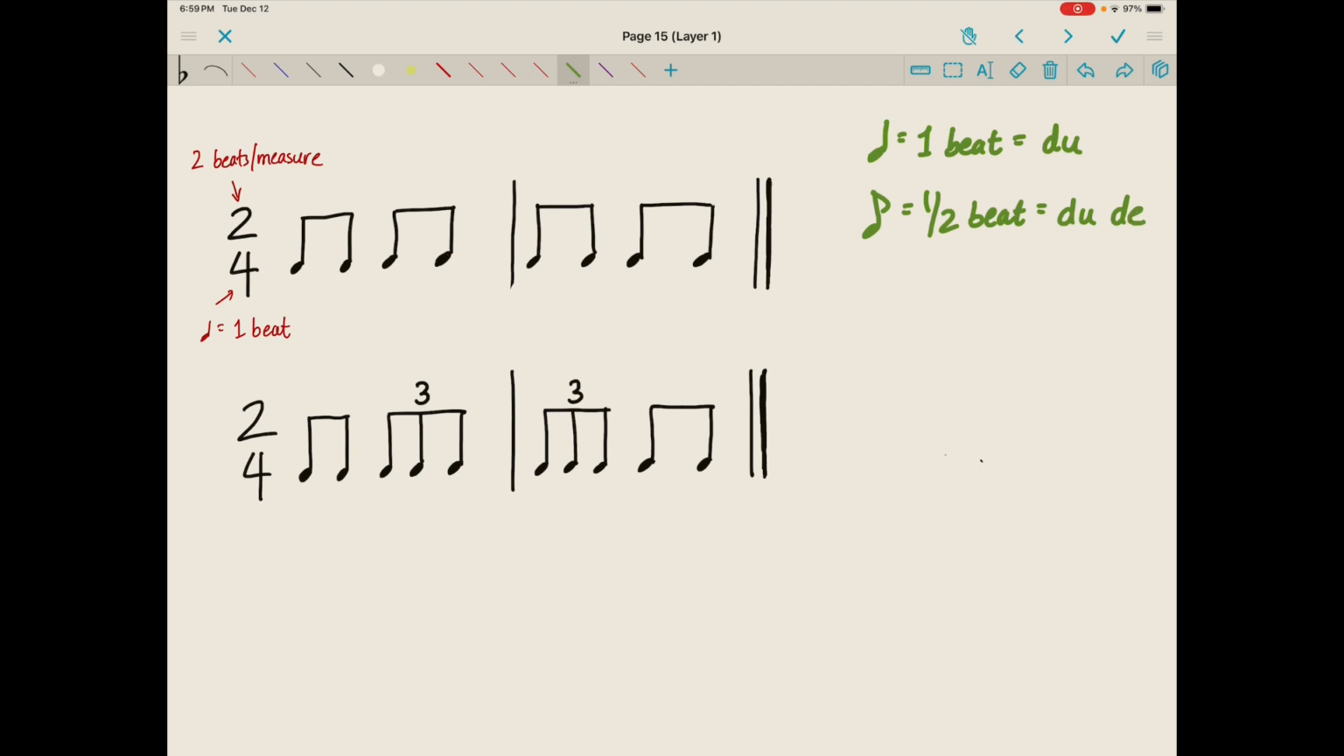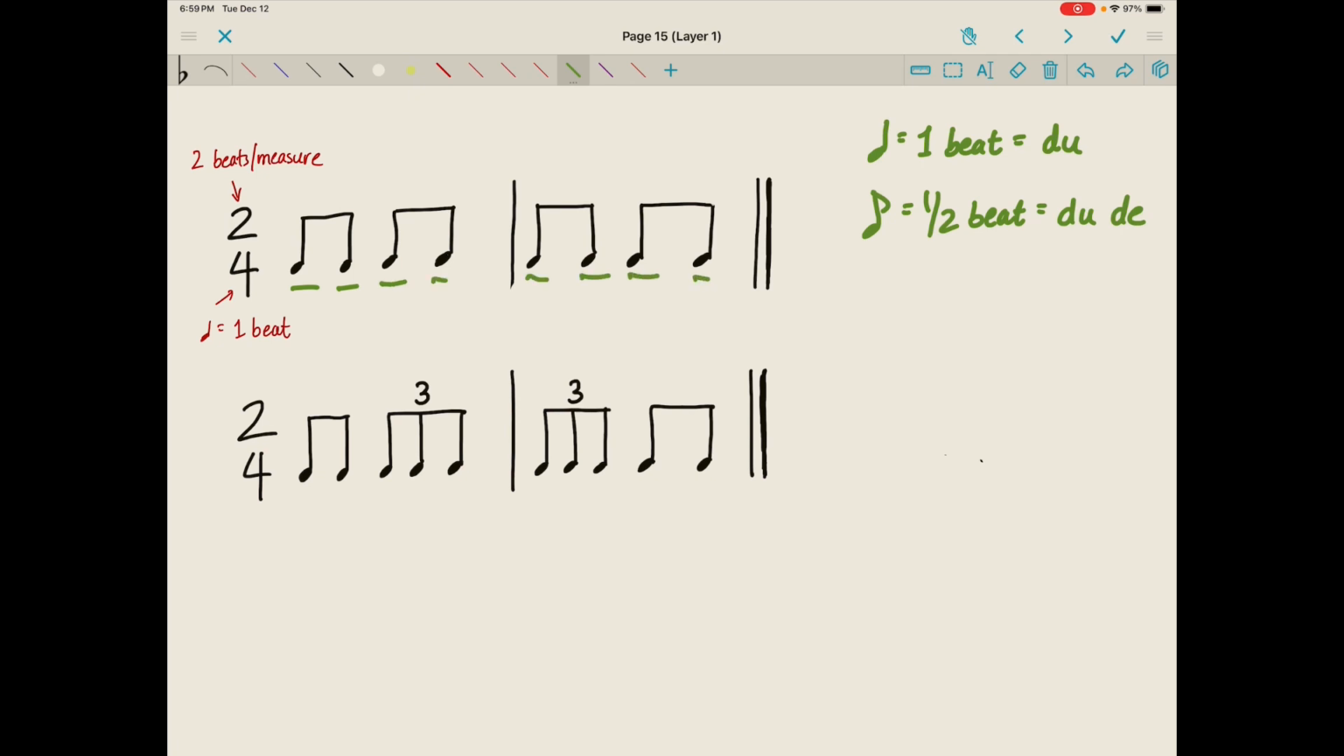Setting the metronome at 70 and putting the beat into our hands or feet, we'll just read this rhythm. Ready, clap. Ready, speak. Do, day, do, day, do, day, do, day.